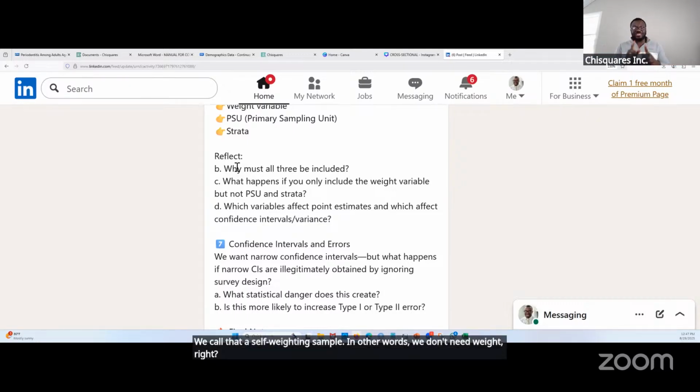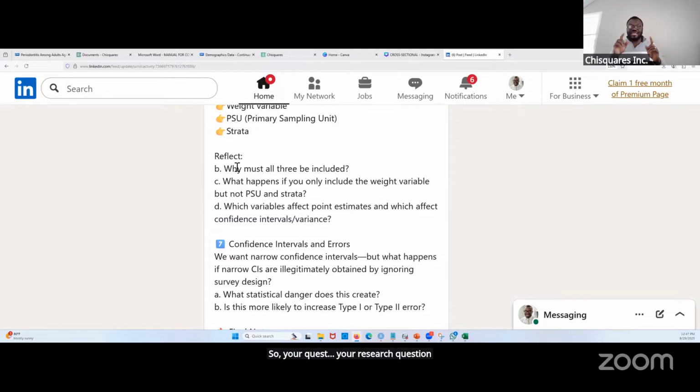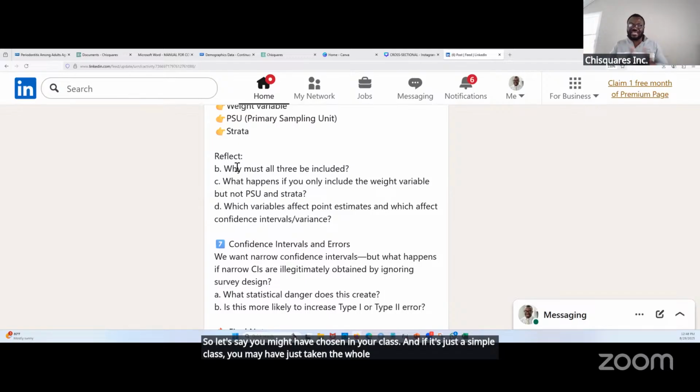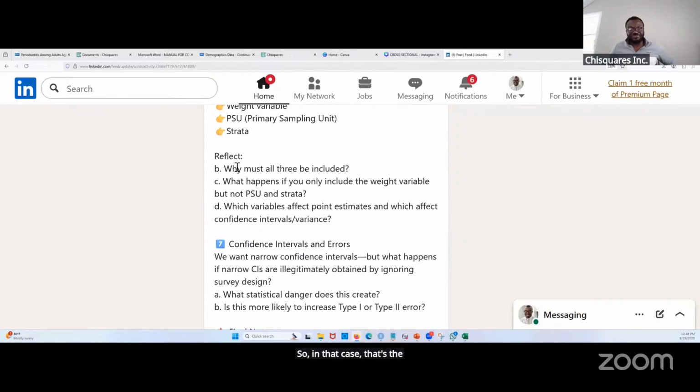So your research question would be, the answer is a function of, did you sample in a way that the selection probabilities were unequal? So let's say you might have chosen in your class, and if it's just a simple class, you may have just taken the whole census, like you interviewed everybody in the class. So in that case, that's not even a sample. So we're not even worried about issues of sampling because that does not apply.